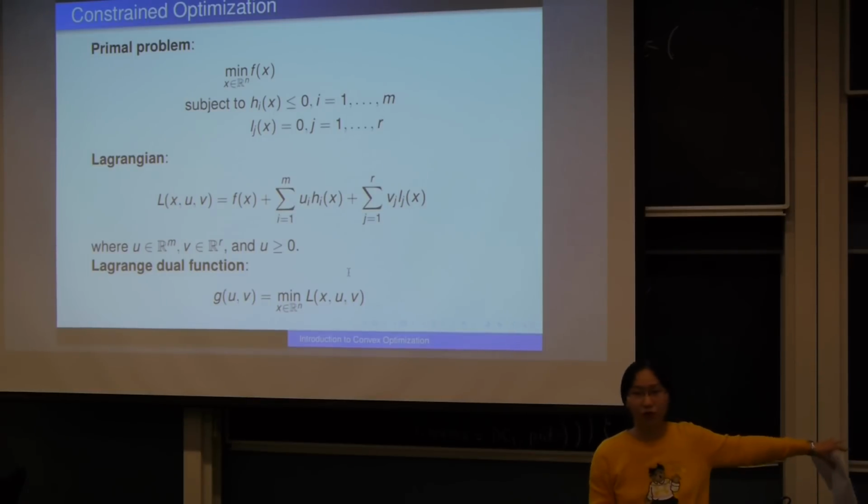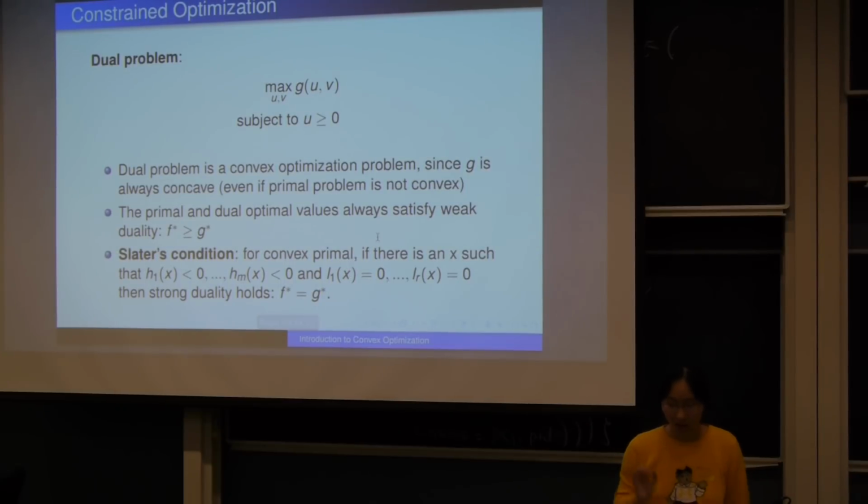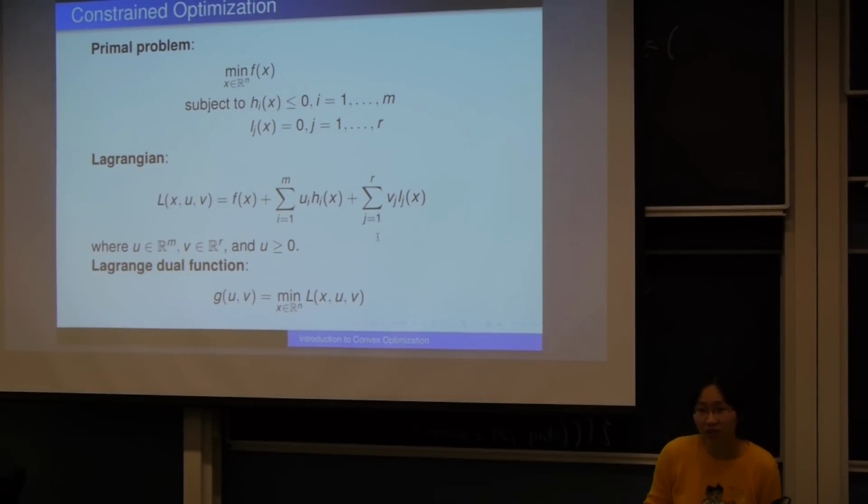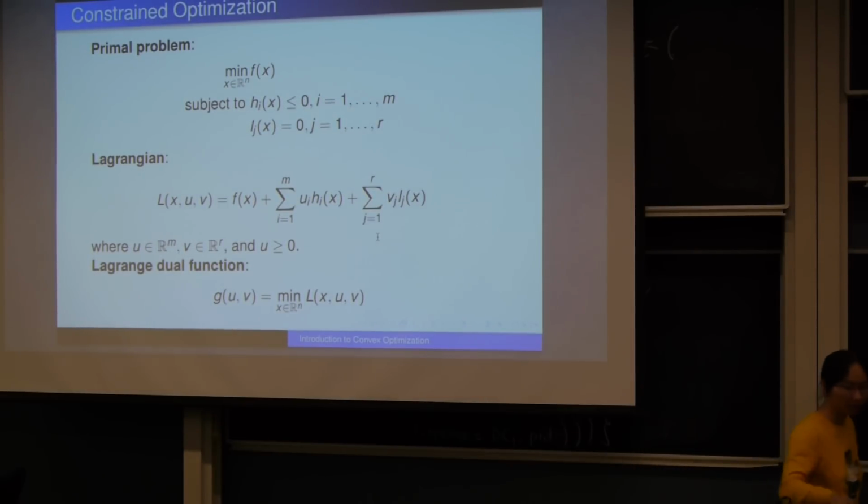So now we have this g(u, v) function. What will we do? The best we can do is to maximize. Why is there no constraint on v? We are saying that u should be bigger or equal to 0, but there is no constraint on v. Yeah, because l_j is an equality condition, so we only need this inequality to hold. As f(x) is larger than this L(x, u, v) function if u is larger or equal to 0 and h is smaller than or equal to 0, and because l is always equal to 0, we don't need any other constraint on v.